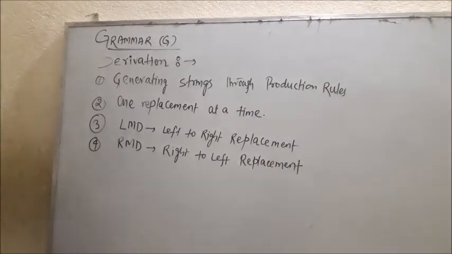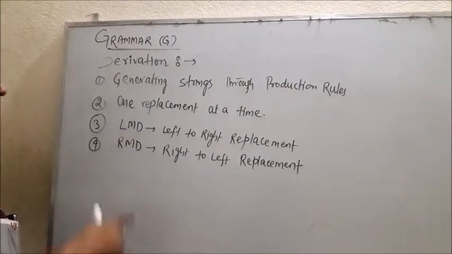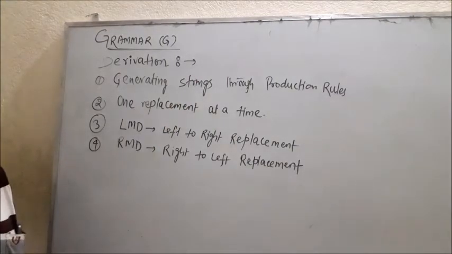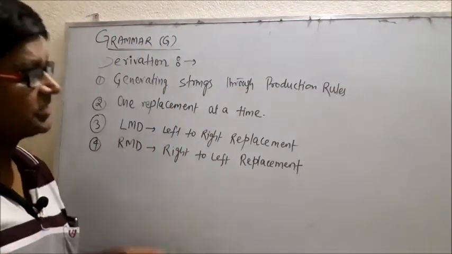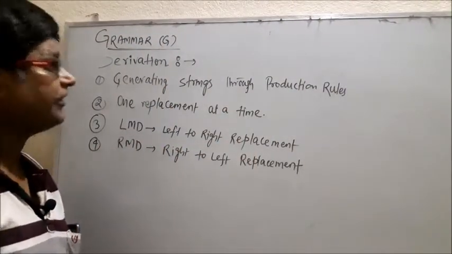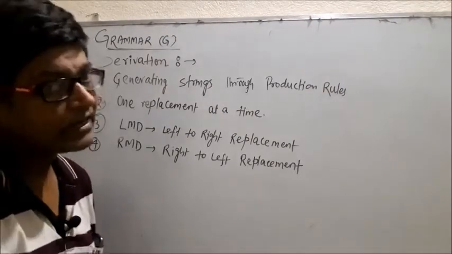Next, let's talk about a very important point, that is derivation. So what do we mean by derivation? Derivation is a process for generating strings using the production rules. Production rules are given in the grammar G, and on the basis of these production rules, whatever strings are generated, the process of generation of strings is known as derivation.